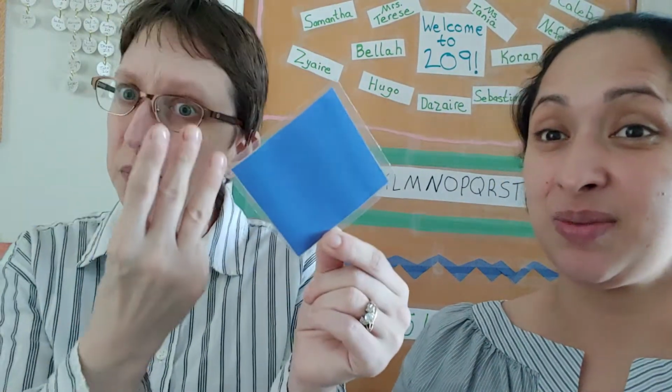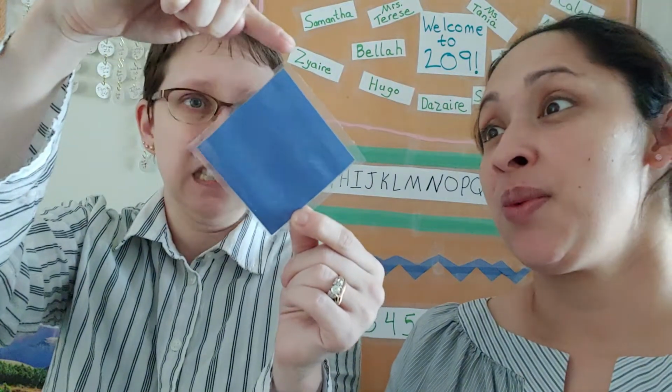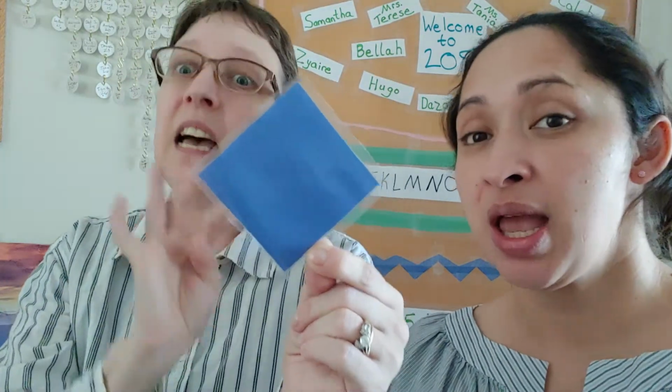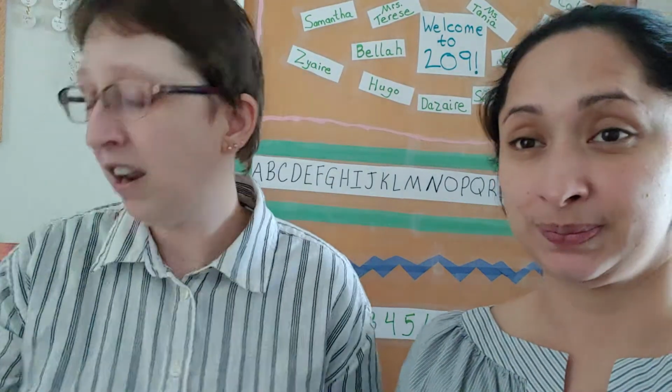Here we go. A diamond, or a kite, or a rhombus. Yes, this one has three names. All right, let's count the points. One, two, three, four. A diamond has four points. Of all of the shapes we know, a diamond has four points. Cuatro puntas. That is correct.